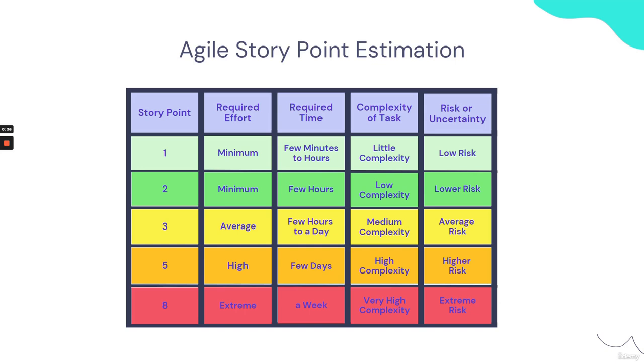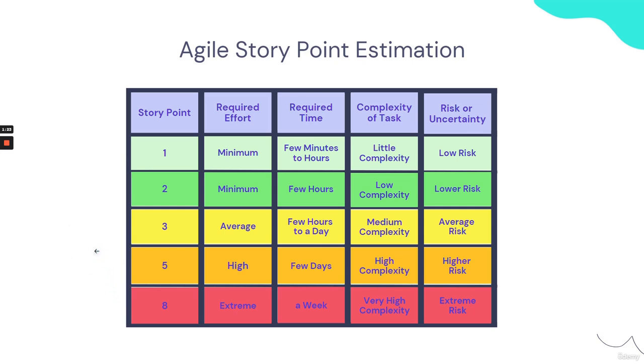This chart is a chart for Agile story point estimation. We're going to go through each story point number and determine what conditions are required for that particular story point. When working with an Agile user story, you can have the following story points: 1, 2, 3, 5, and 8, with 1 being the lowest story point and 8 being the highest.